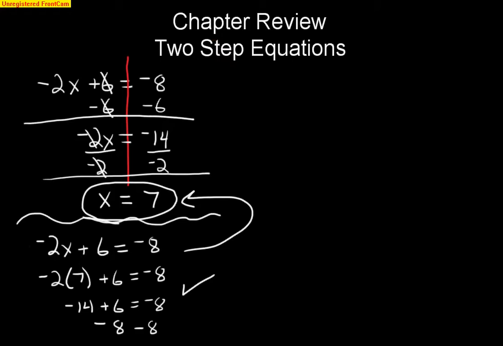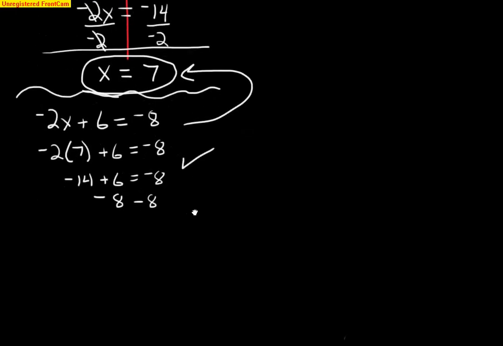So that's the first kind. Let's move that up and get right into the second one. For the second problem, we're going to do a little bit of the distributive property. So we have a negative 4 multiplied by m plus 3, and equals 24.